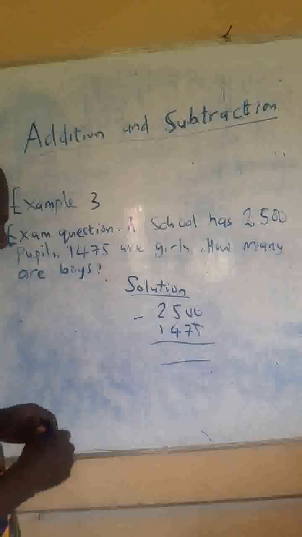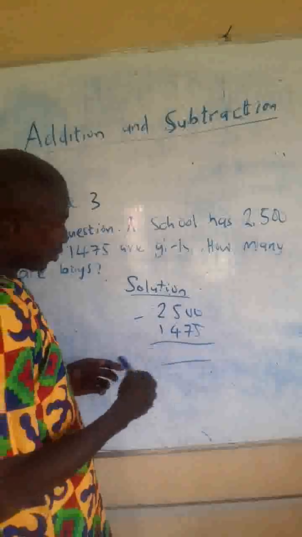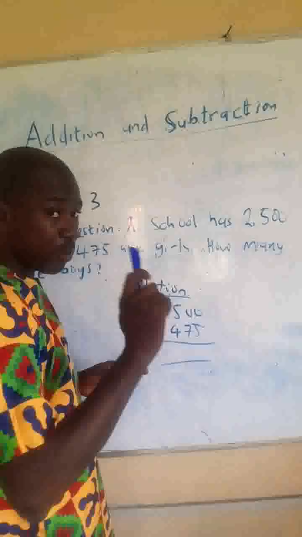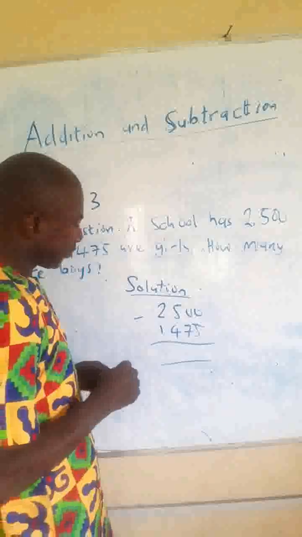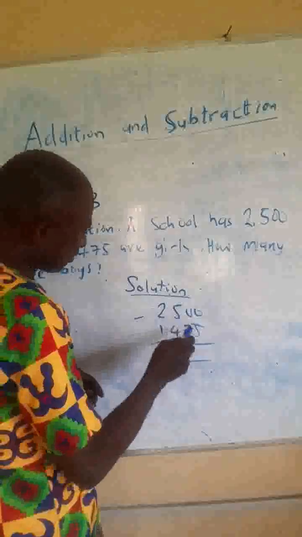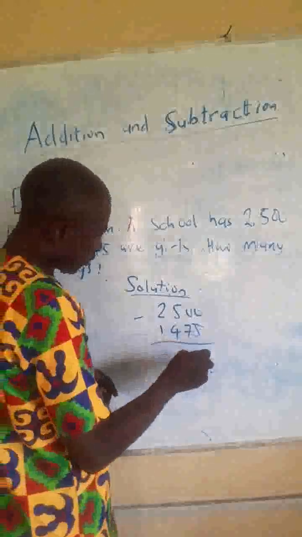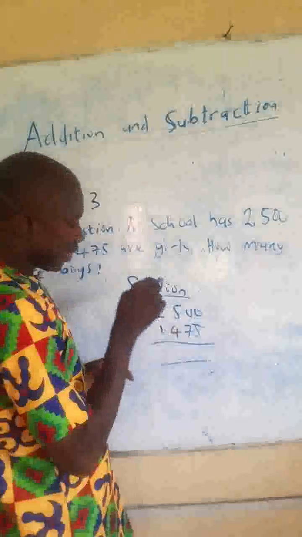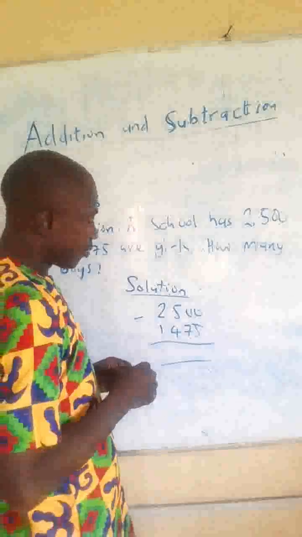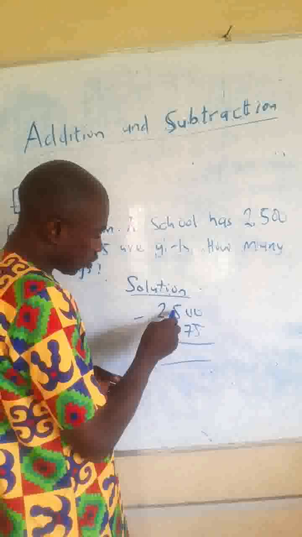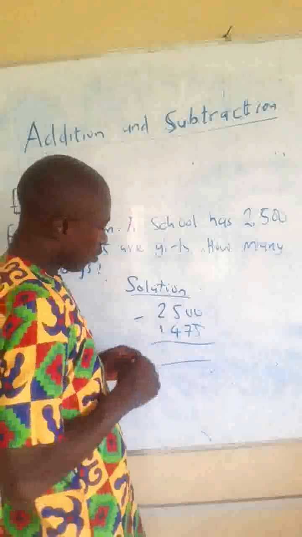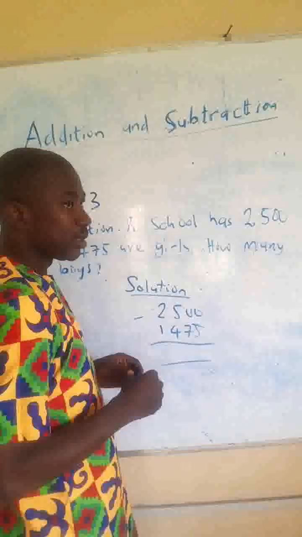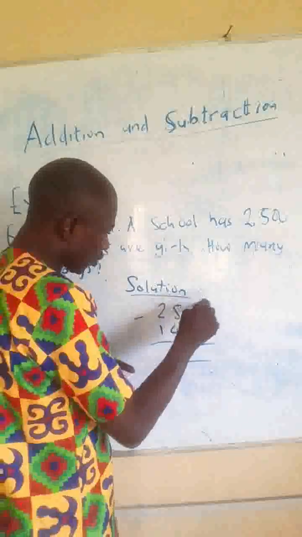We are subtracting, so we are going to use the borrow method. The one we are borrowing, we take it as 10. So let's start from here. 0 minus 5 is what? Impossible. So you borrow 1 from here, but that number there is 0. You cannot borrow from 0 because there's nothing. So you come to 5 here and borrow 1, and that one that you borrow is 10. So 10 plus 0 is 10. Then you go to the next one.